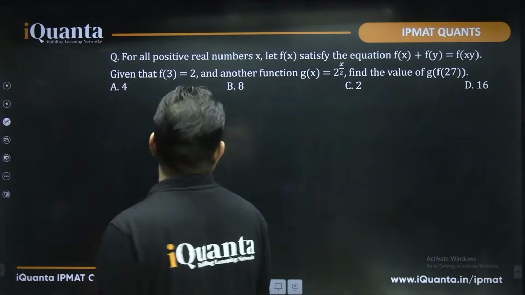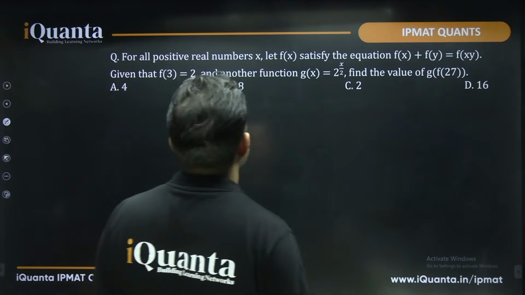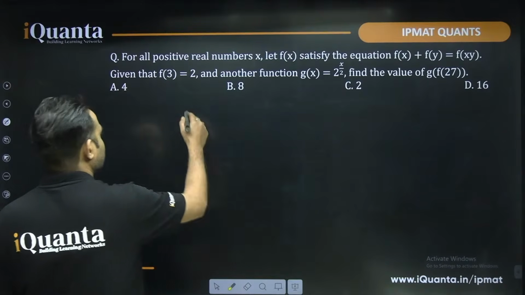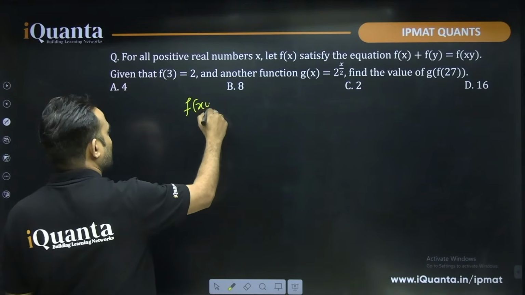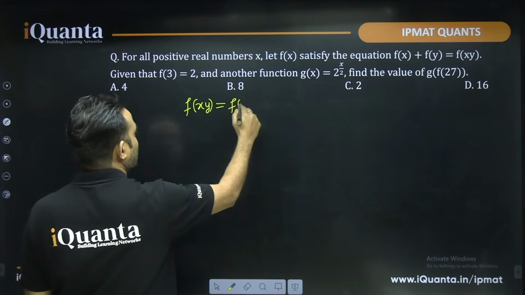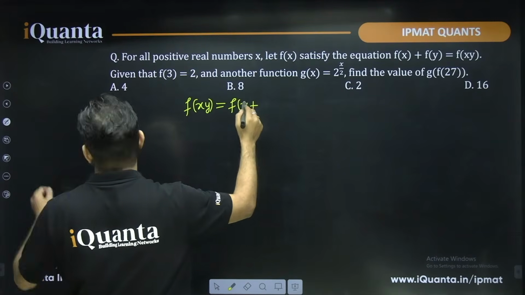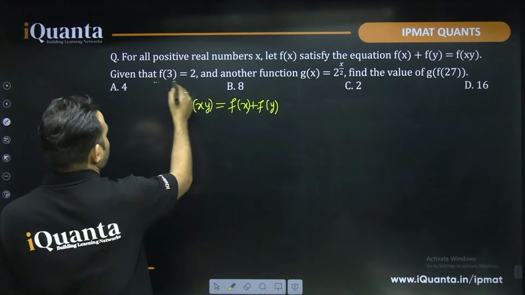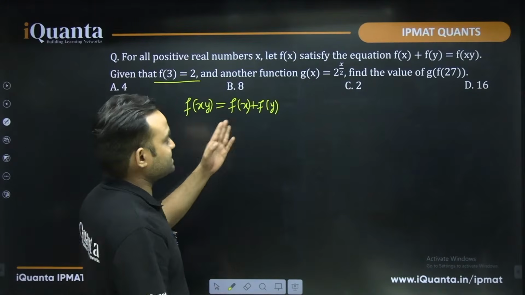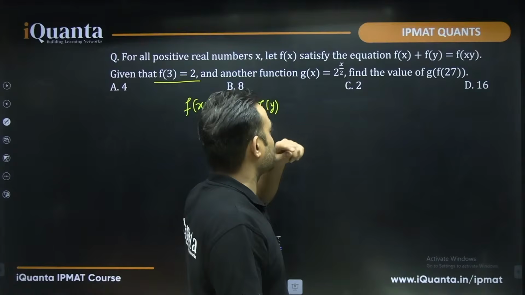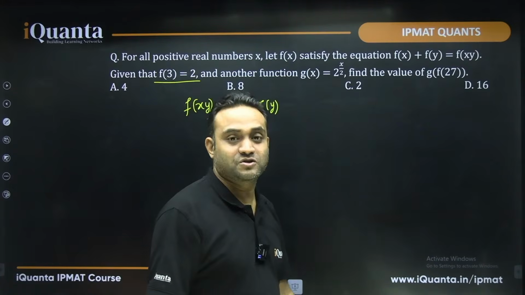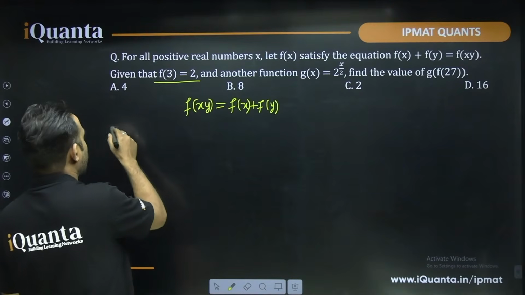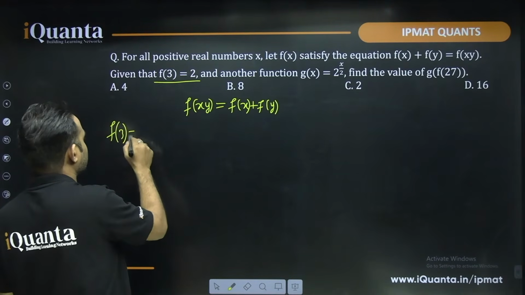For all positive real numbers x, f(x) satisfies the equation f(x) + f(y) = f(xy). Given that f(3) = 2 and another function g(x) = 2^(x/2), find the value of g(f(27)). So how do we achieve this? We have f(3) given, right? f(3) is equal to 2.